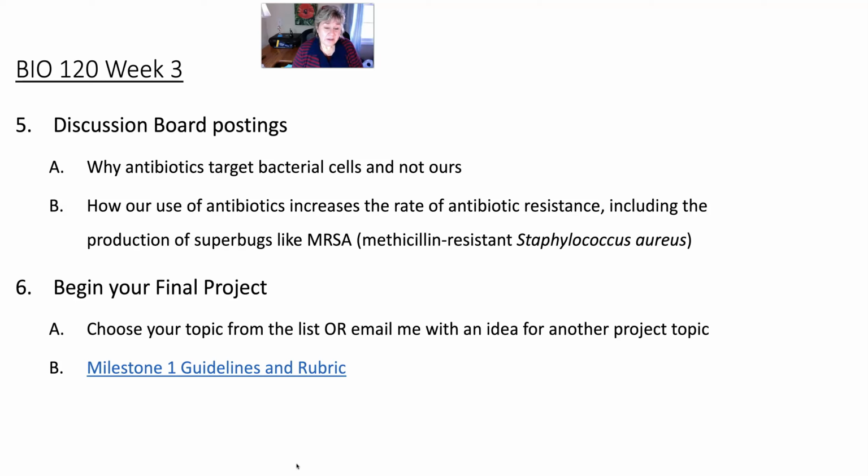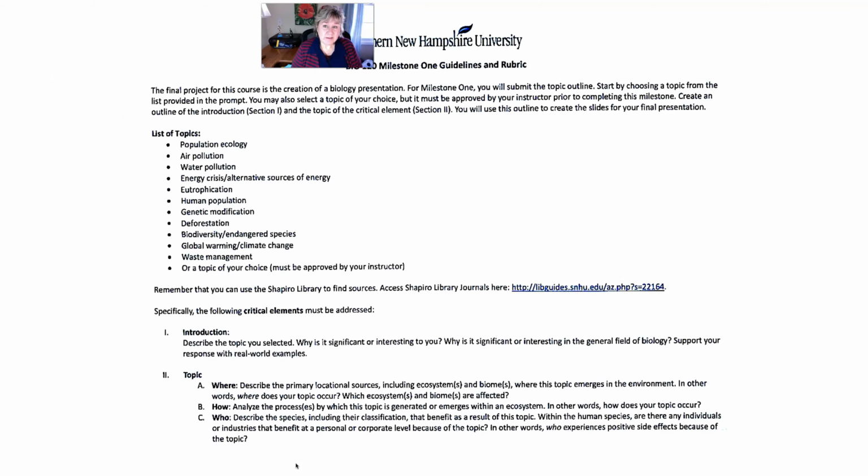I'm going to include a link to the Milestone 1 guidelines and rubric, but I also want to point out some things. So I've put the first page right here. Here's your list of topics that you can choose from: population ecology, air pollution, water pollution, energy crisis, alternative forms of energy like solar energy.